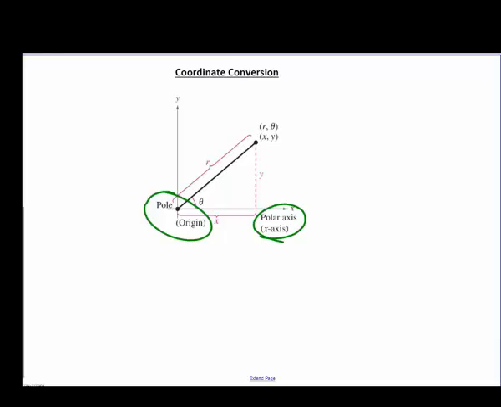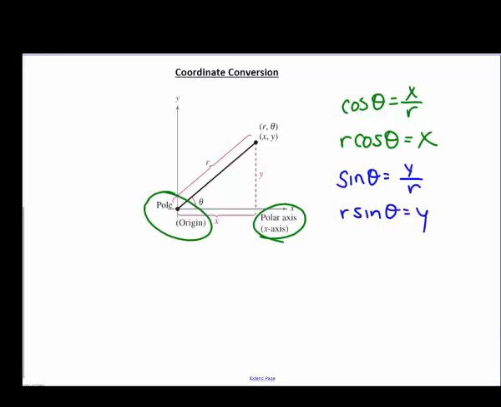So if you look at this, your cosine of theta is equal to x over r. If we multiply both sides by r, then r times the cosine of theta gives us x. And then we can do the same thing for our y value. If we want to convert from polar to rectangular, we know that the sine of theta is equal to y over r. So then r times the sine of theta is equal to y. Okay, and so you can see these on the next page.